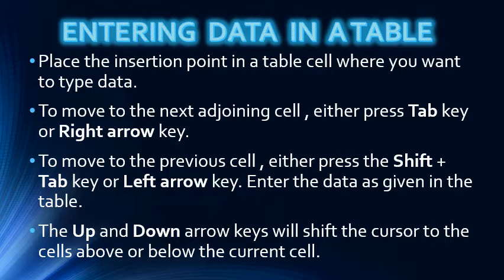To move to the next adjoining cell, either press the tab key or the right arrow key. We can navigate inside our table, move the cursor inside our table. How can we move the cursor position? To move the cursor position to the next adjoining cell, you have to press the tab key or the right arrow. Through the right arrow key you can move to the next adjoining cell, and through the tab key also you can move to the next adjoining cell.